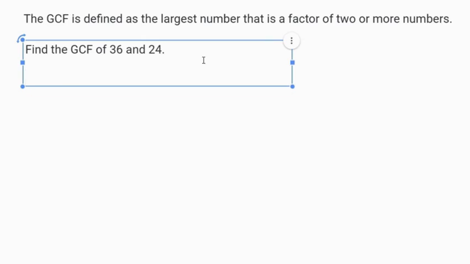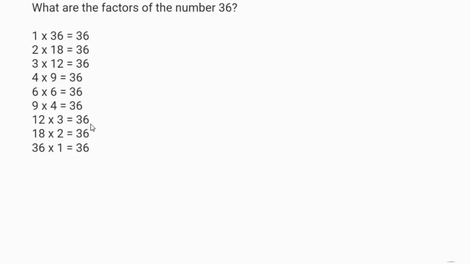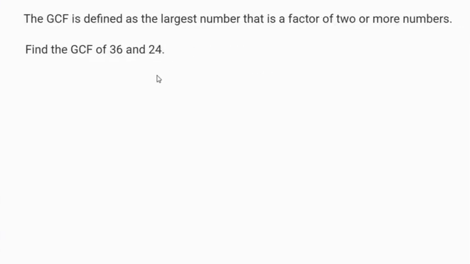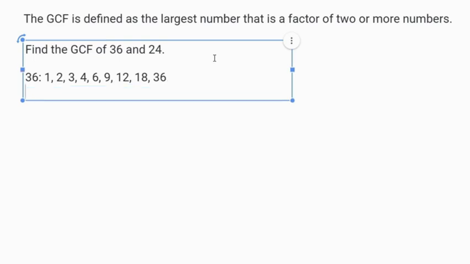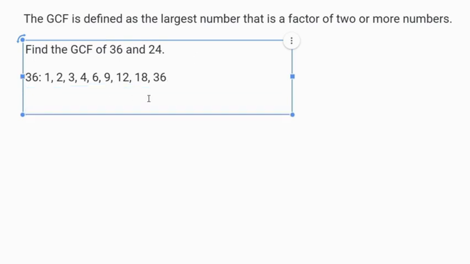So we remember the factors of 36. We did it right here. Let's list them all out to make this easier for us. 1, 2, 3, 4, 6, 9, 18. Oops, I forgot 12. 12, 18, 36. I like to list them in ascending order so that it makes it easier for me to see and more organized.